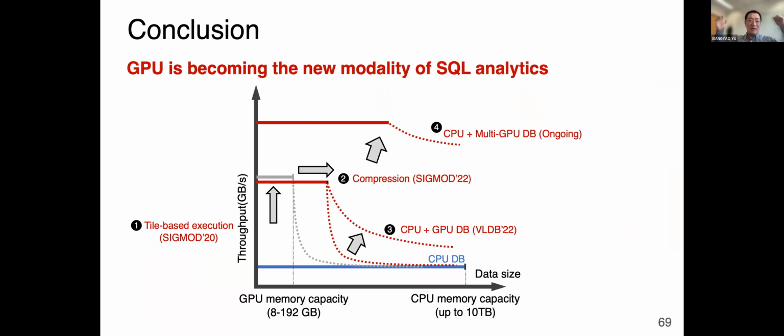Okay, so this is my last slide. With all of these and especially the hardware trend of GPU devices, we feel GPU is becoming the new modality of SQL analytics. So we have done a series of work to push the performance of GPU databases to make it faster on single GPU, to support compression, to do hybrid CPU-GPU processing, and now we do hybrid CPU multi-GPU processing.